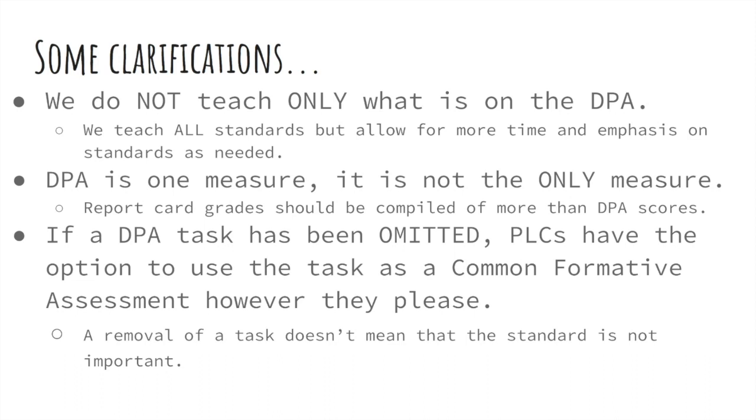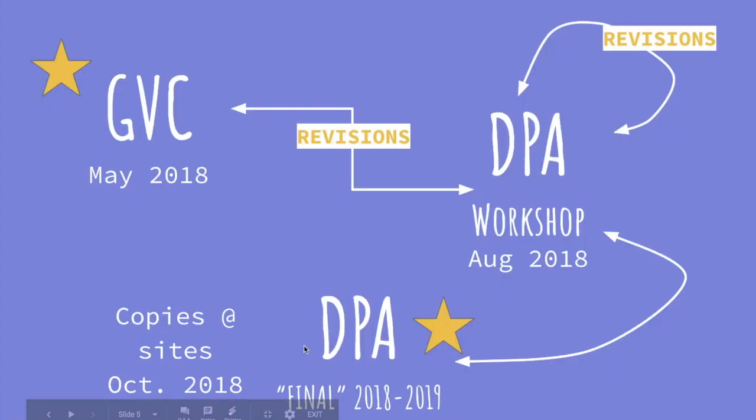They can adapt it however they please, and that can be one of the items that a grade might be pulled for the report card. But the removal of a task doesn't mean that either the task was bad or that the standard is not important. It's again just trying to balance the time of instruction and the time of assessment. So coming back here, I'm going to show for each grade level where the GVC is, just as a reminder.